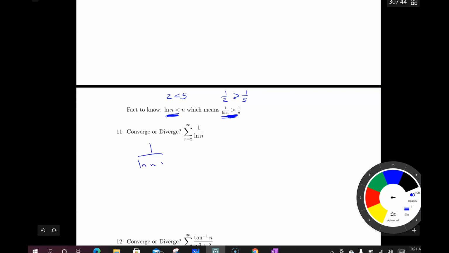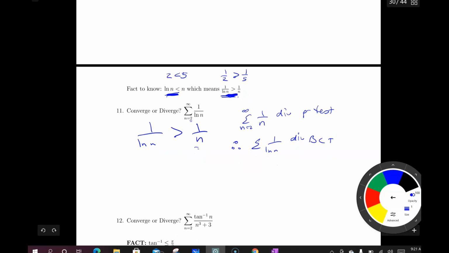1 over ln of n is greater than 1 over n. So here I have the summation of 1 over n, again just starting at 2 to make sure it's defined. That diverges by p-test. So therefore, this diverges by basic comparison test because I have this smaller diverging.